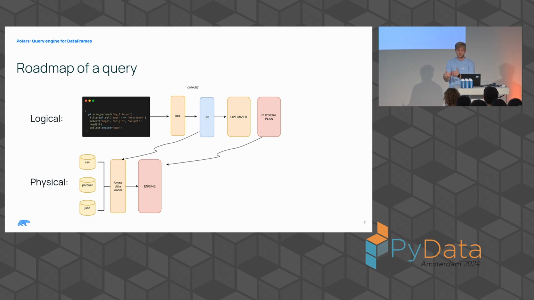And when the optimizer is done, you will get an optimized IR, and we will build a physical plan. This is all the logical phase. There's no execution yet, and that physical plan will be passed to an engine, and the engine picks up from the async data loader and gets all the data and tries to produce a result. This is the roadmap on a high level of a typical query.